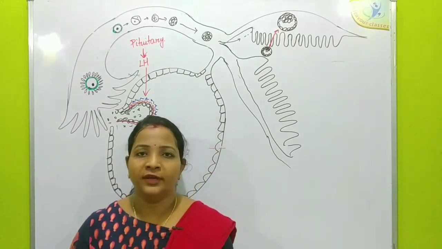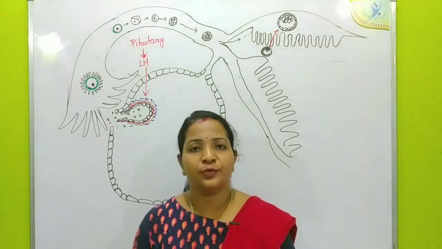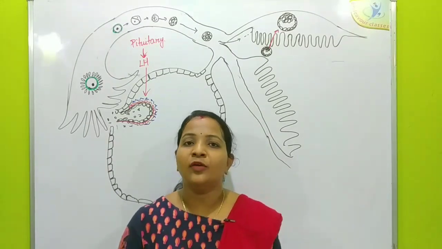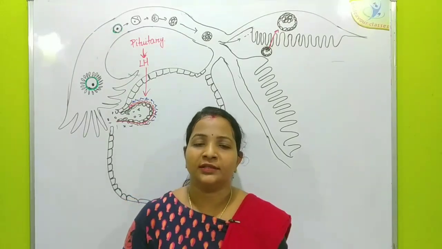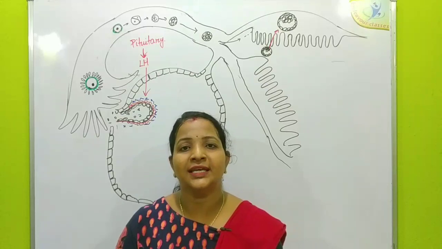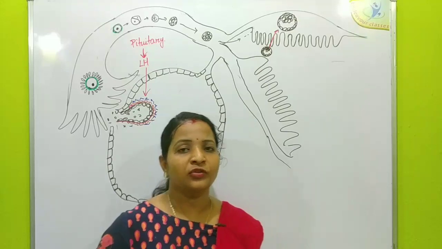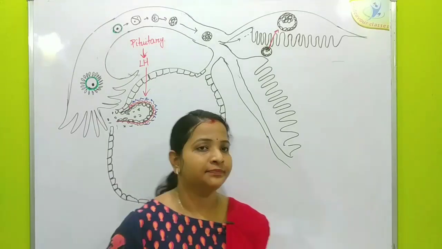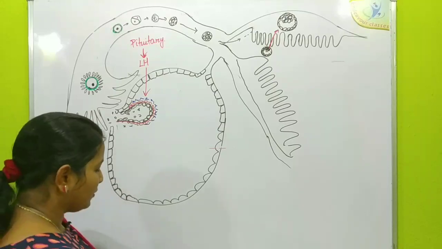So let us begin with ovulation. What is ovulation? As I have discussed earlier, ovulation is the process of release of the secondary oocyte along with the corona radiata layer out of the ovary into the fallopian tube, and it occurs on the 14th day in a regularly menstruating female whose menstrual cycle is 28 days. Otherwise, depending on the duration of the menstrual cycle, the ovulation day also varies. And after ovulation only, the corpus luteum formation begins.